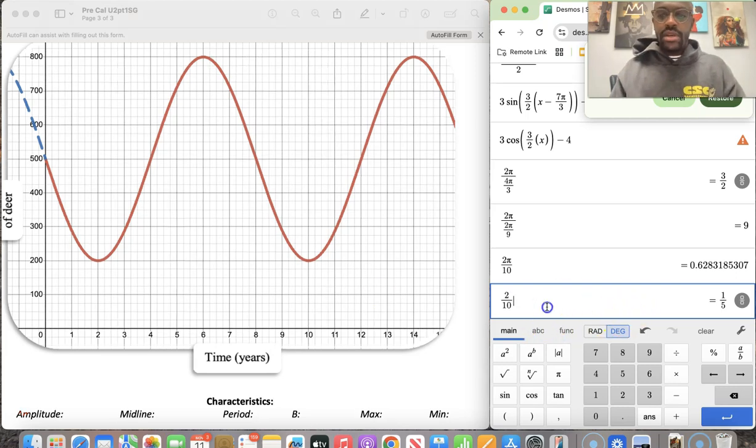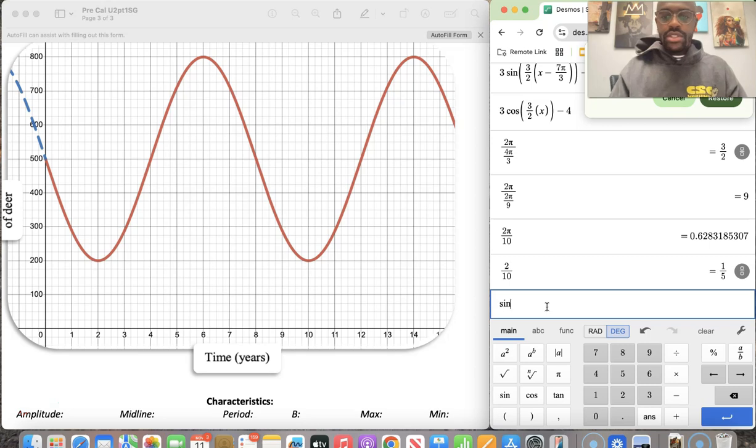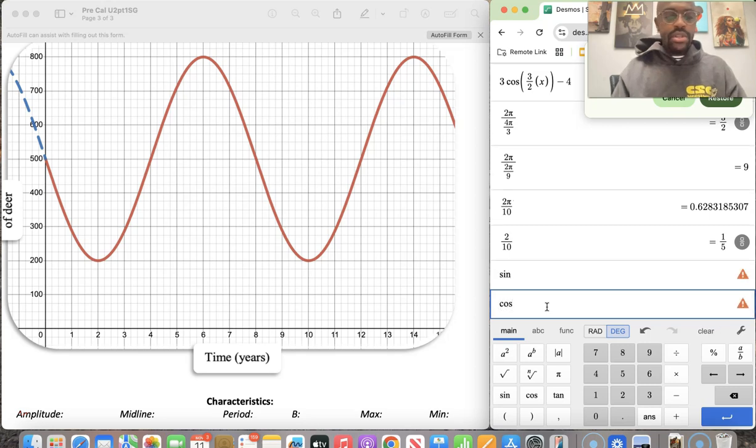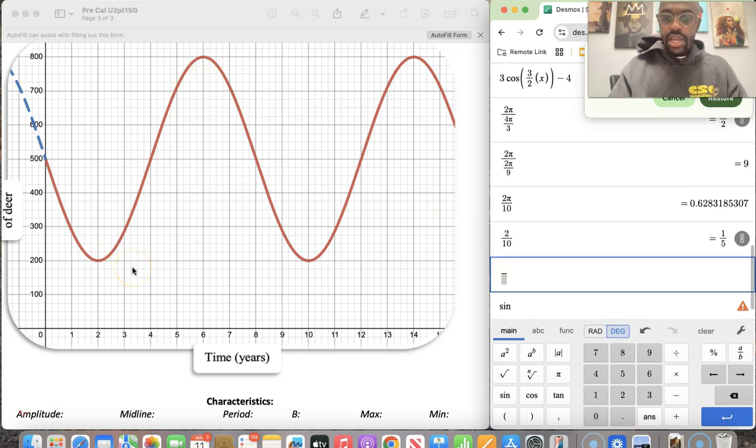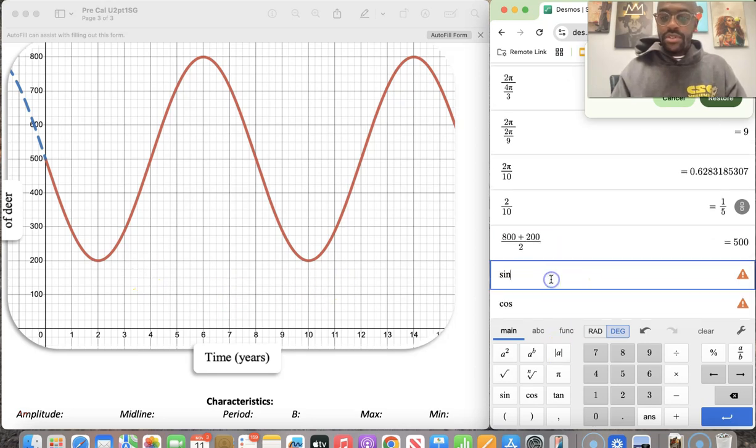So let's go ahead and go through our equations, and as we go through those, we'll be able to state our characteristics. Let's start with the midline. If my maximum is 800 and my minimum is 200, I would take 800 plus 200 divided by 2, and I will get 500. So my midline is 500. Put plus 500 on the back end of both of these equations.